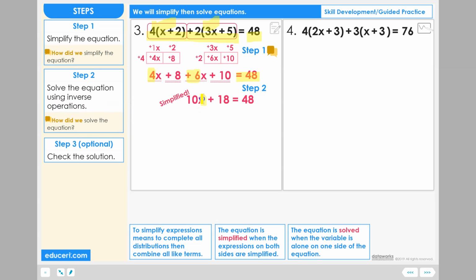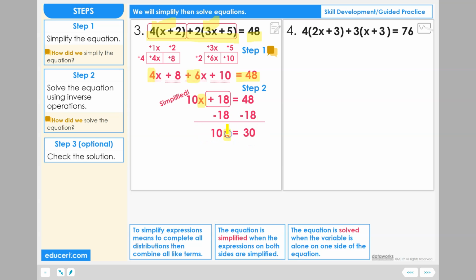To solve this equation, we need to get this variable x all by itself, and we're going to start by removing this added 18. To remove plus 18, we need to subtract 18 from both sides. 10x plus 18 minus 18 will leave you with just 10x. And on the other side, 48 minus 18 equals 30.